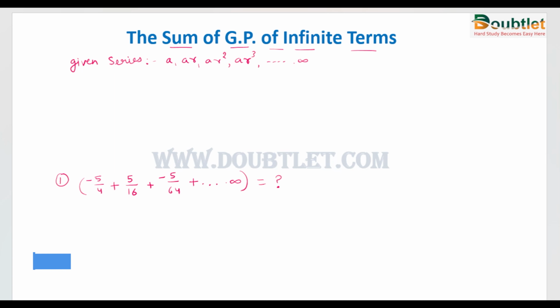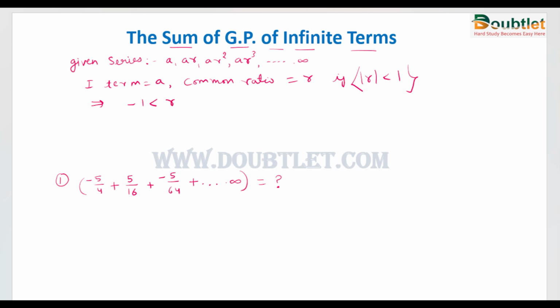So suppose there is a series that is a, ar, ar square, ar cube. Here we can say the first term is a and the common ratio is r. Now if mod r is less than 1, then only the sum of the series can be calculated. Meaning if the value of r lies between -1 and 1, then only the sum exists.